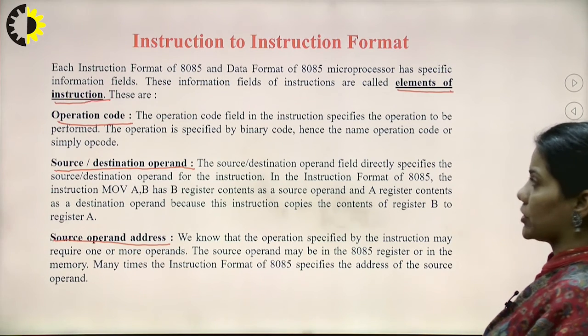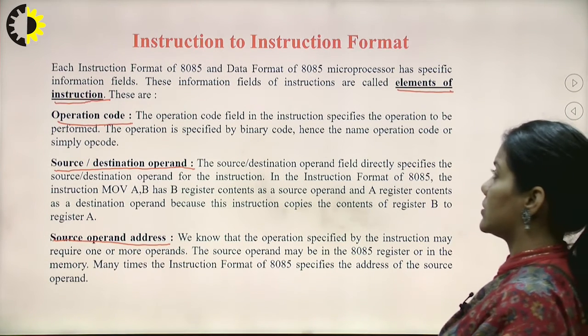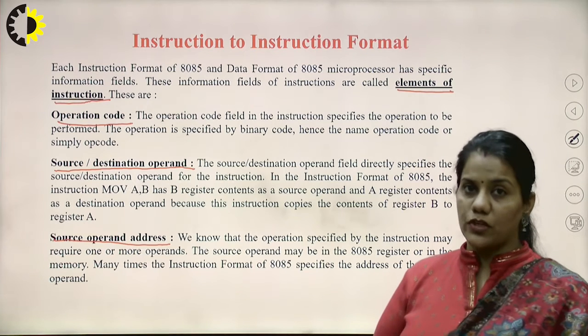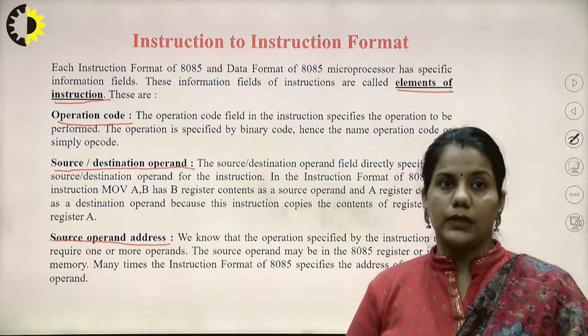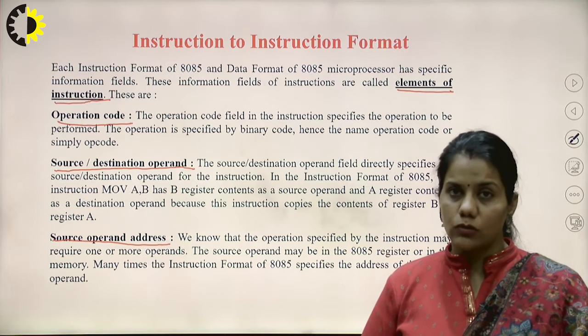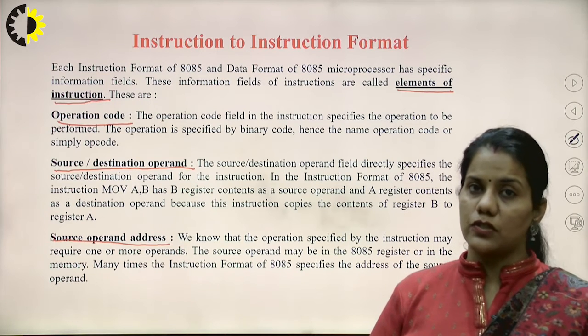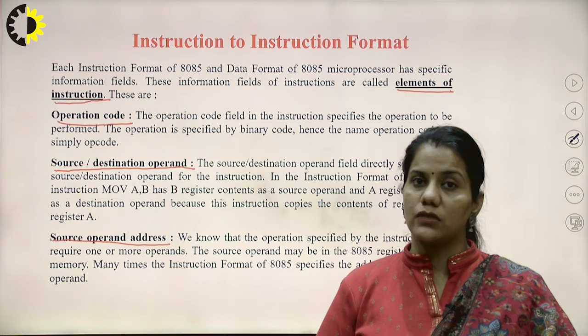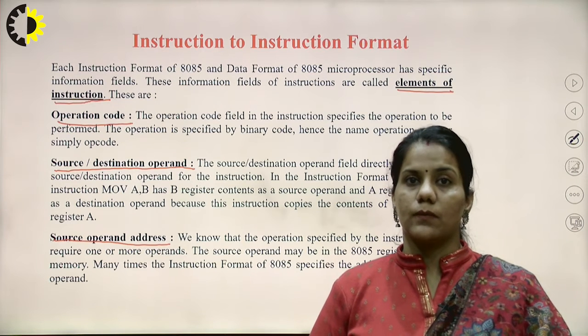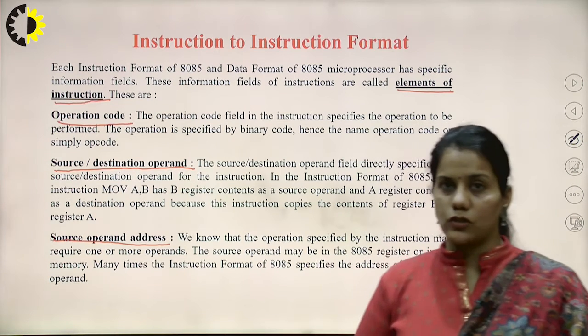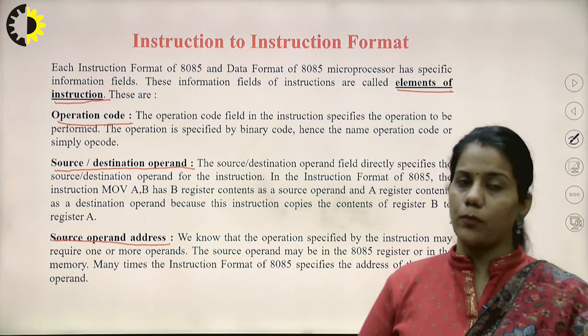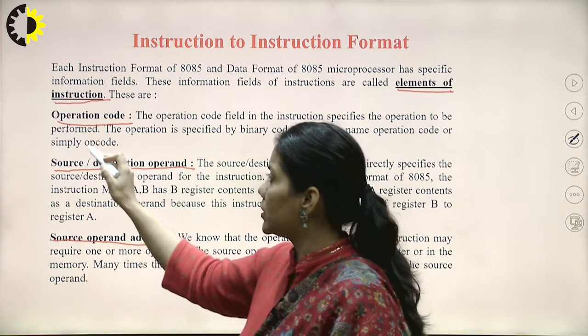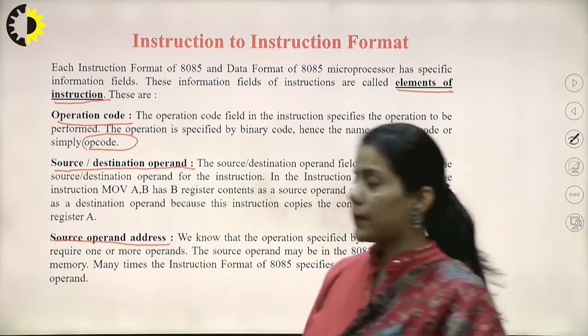First of all, the operation code. The operation code field in the instruction specifies the operation to be performed. The operation is specified by binary code, as we know that these machines understand only machine language, which is the binary language. Hence, the name operation code, or simply opcode. The most commonly used term is opcode.